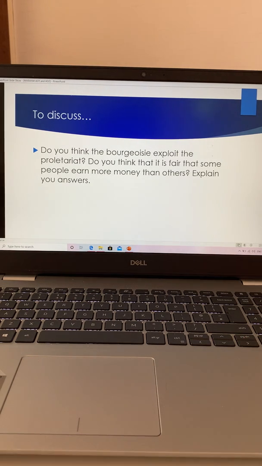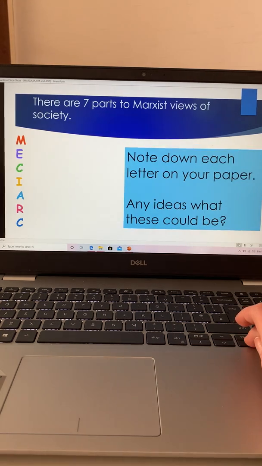And then something you can discuss with yourself if you want. Do you think the bourgeoisie exploit the proletariat? Do you think it's fair that some people earn more money than others? How can we link that to the education system, and think people go into private schools and grammar schools who have better chances? Do you think it's fair that they have better opportunities, therefore they earn more money? Or do you think it should be completely fair? So maybe write a little paragraph on that, or have a little discussion with your dog. You might have something to say about it.